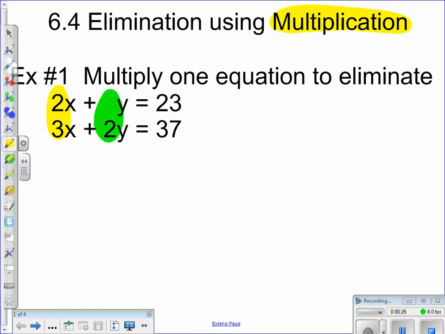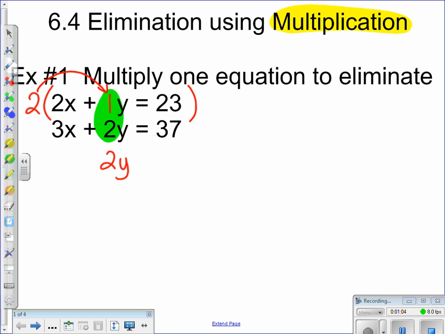Now, if I wanted my x's to become the same number, I could multiply the top one by 3 and the bottom one by 2. That would result in a 6x for both of them. Now that would require me to multiply both equations. For this example, it might be quicker to multiply just one of the equations, because if you look at the y, there's a 1 in front of the first equation for the y. Now if I multiply that by 2, that would make a 2y.